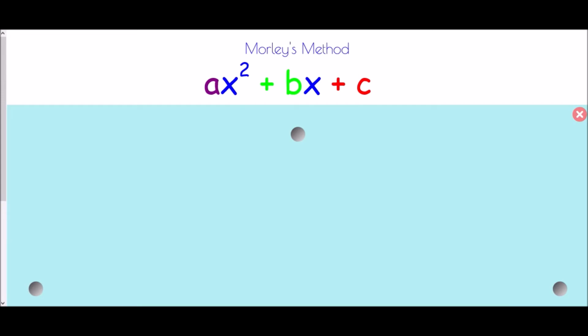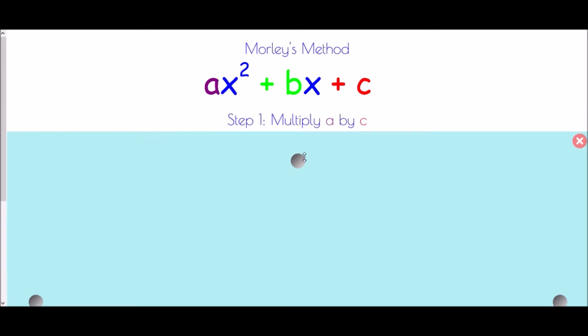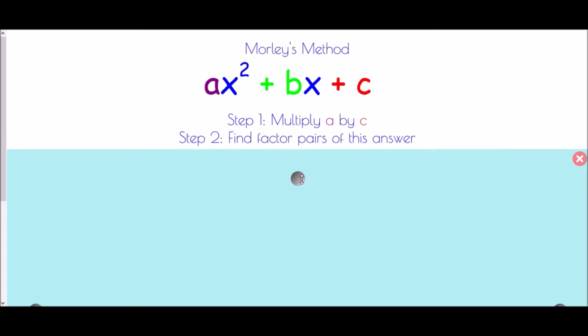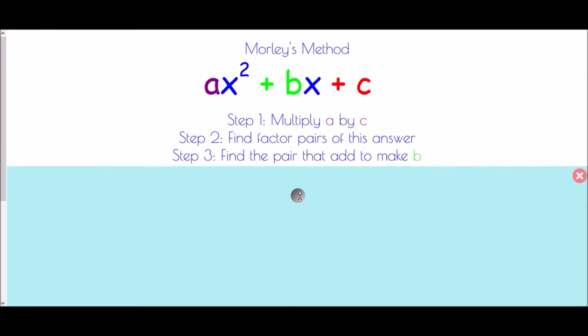Okay, so in this video we're going to be trying to factorise quadratic expressions where we have a coefficient of x squared. And so we're going to show you a step-by-step method for this. Step one is to multiply a by c, so that means we multiply the coefficient of x squared by our value at the end of the expression. Step 2, we find factor pairs of this answer. Step 3, find the pair that add to make b, so the number in the middle of our expression, our coefficient of x.